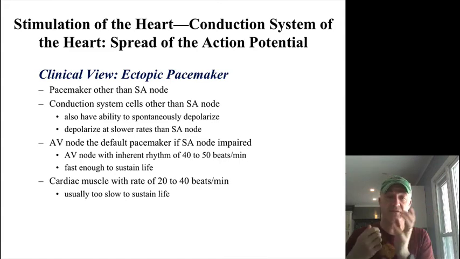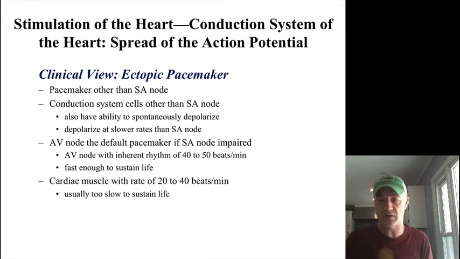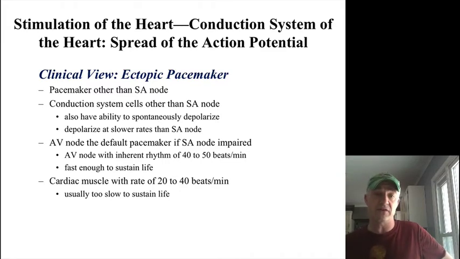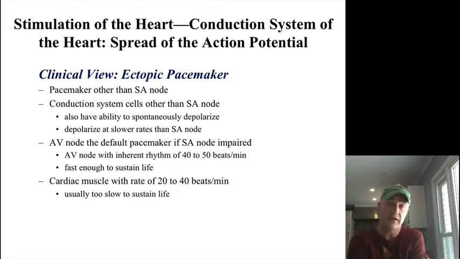So if there was no SA node activity, the AV node would actually be getting enough leak by the sodium channels to trigger a depolarization about 40 to 50 times a minute. This is fast enough to sustain life, though not particularly efficient. And the other thing is you're not getting any atrial depolarization with this one, so you're not getting any atrial contraction. But 40 to 50 beats by the AV node leading to ventricular contraction 40 to 50 times a minute is enough output for the heart to maintain life.